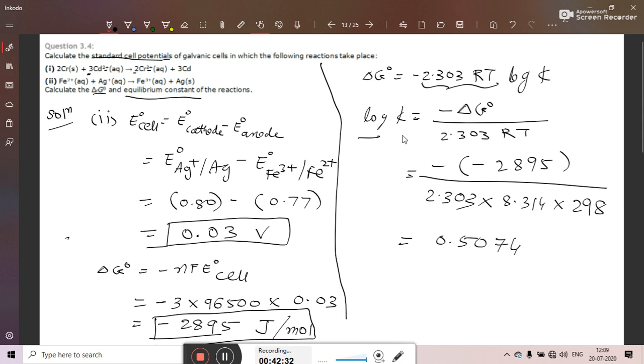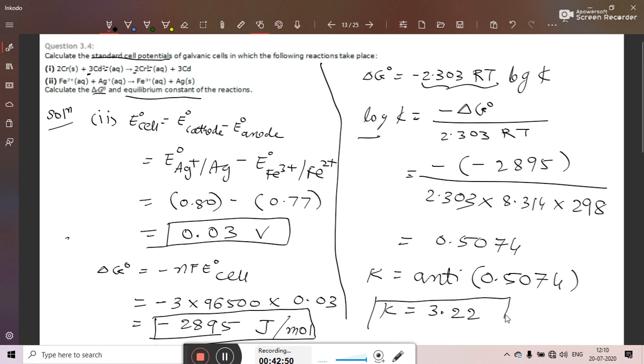Now we have to find out K. So log will be taken on the right hand side, so that will become antilog. So K equals antilog of 0.5074. So K will be equal to 3.22. So this is our answer. Equilibrium constant K equals 3.22. That's all for today.